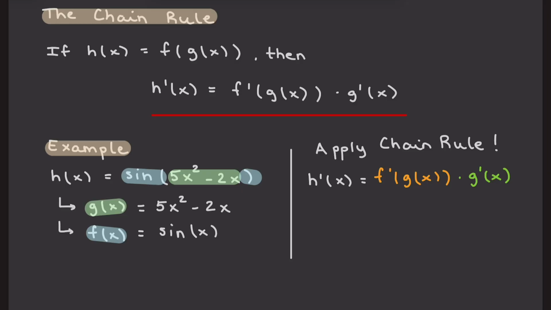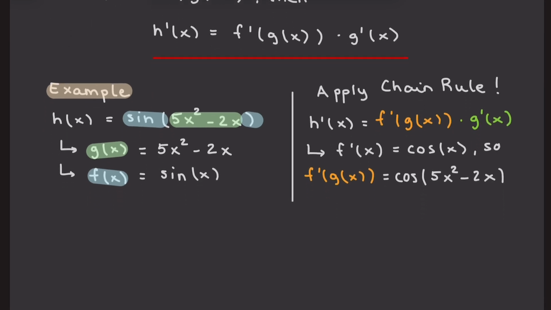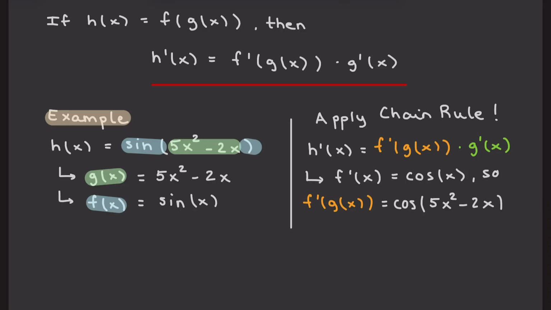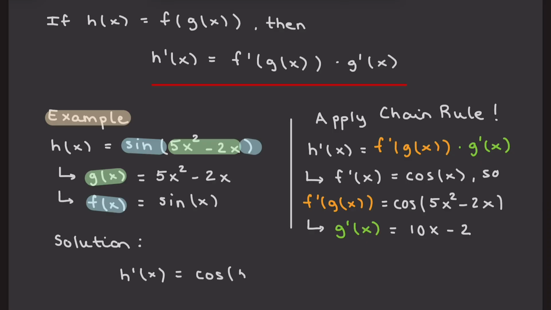So let's start with the first part. We know that f prime of x is just cosine of x, so if we replace that x by g of x, we get f prime of g of x, which is cosine of 5x squared minus 2x. Now for the second part, we want the derivative of g of x. Since it's a polynomial, it should be pretty straightforward, and so g prime of x is equal to 10x minus 2. So, by the chain rule, we get that h prime of x is equal to cosine of 5x squared minus 2x times 10x minus 2.